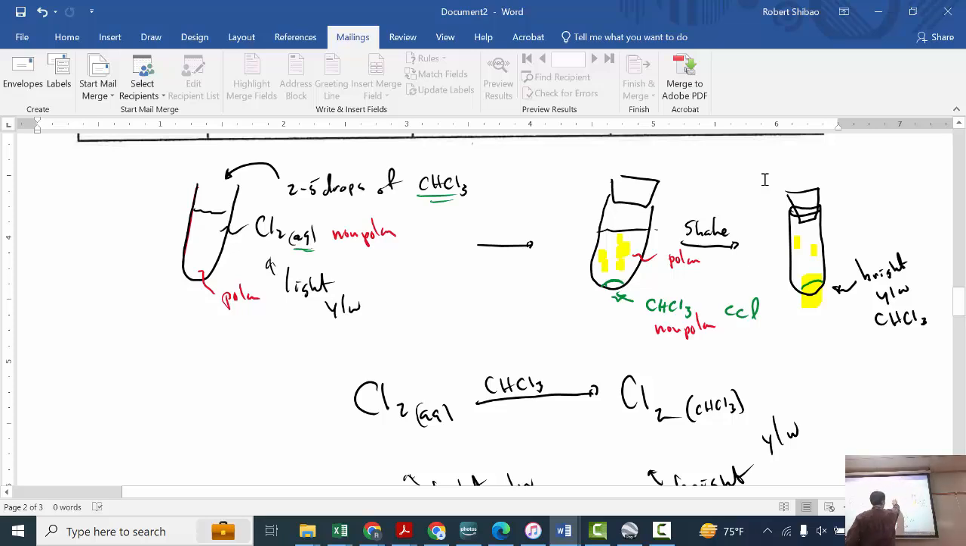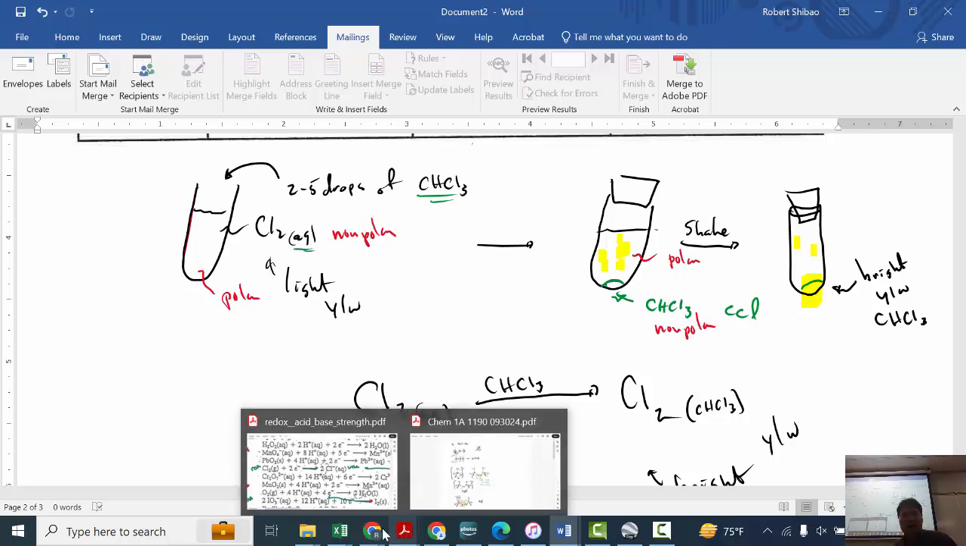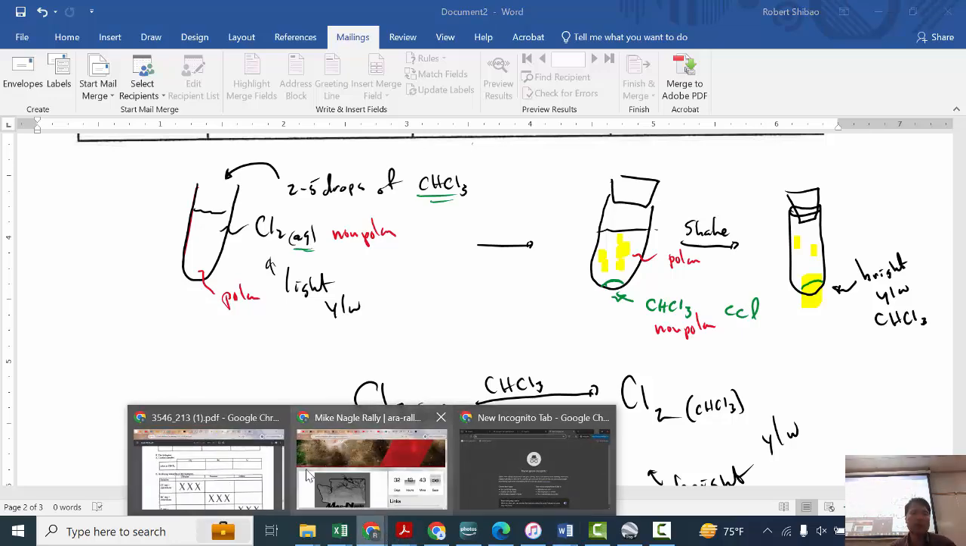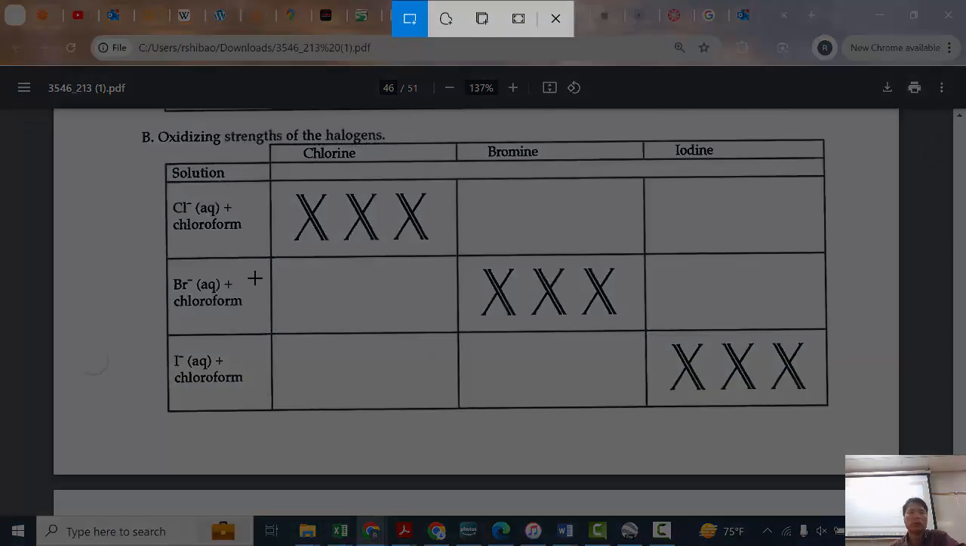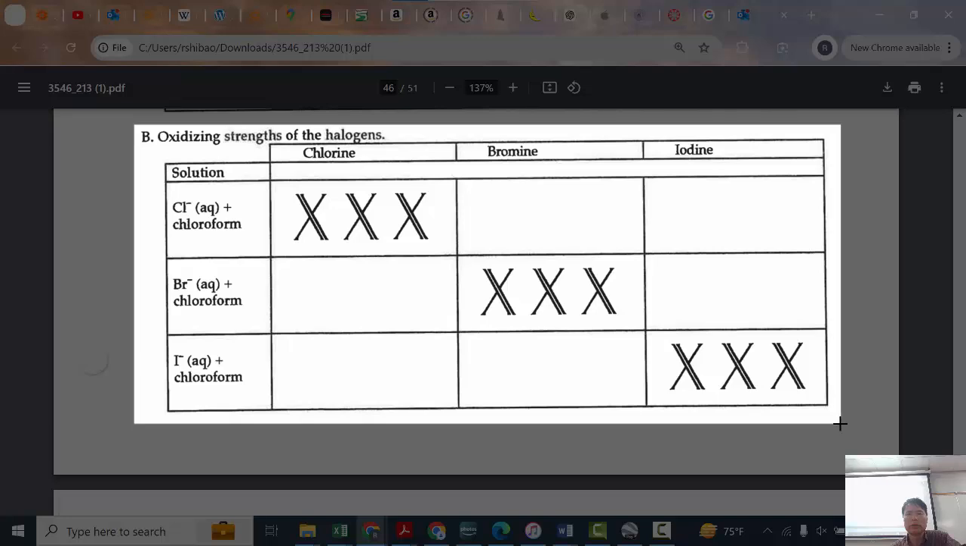The more we extract the chlorine from the water into the chloroform, the brighter the color is going to be. All right, then we're going to do some reactions, and the way we're going to tell if a reaction occurred is by taking a look at the product. You know, we're looking for this color change.